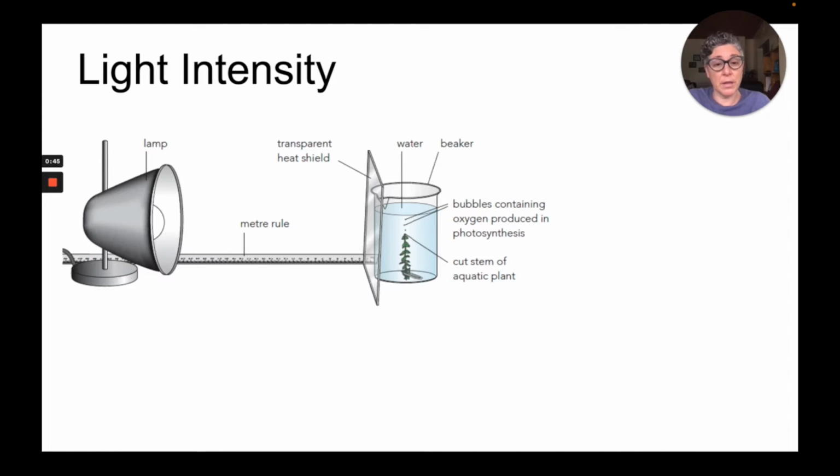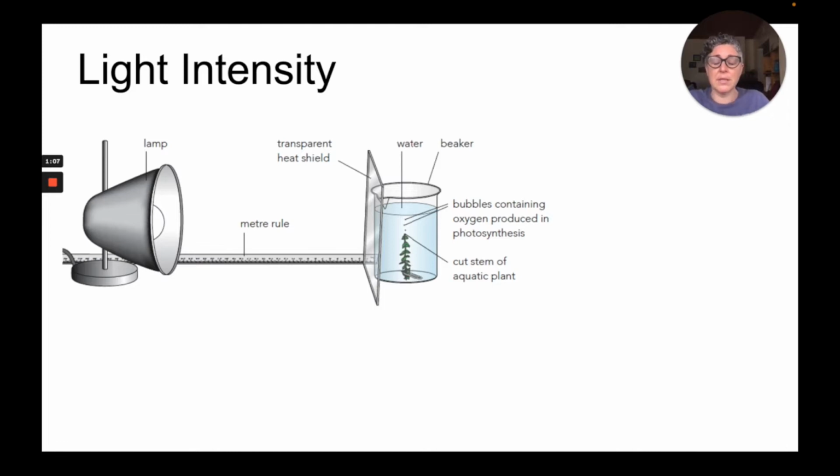Because one of the products that is released from photosynthesis is oxygen gas, we can collect the oxygen gas through this type of experiment. We can either count the bubbles or we can measure a volume of gas that is produced. So the first experiment, or the first factor that we can look at, is light intensity.